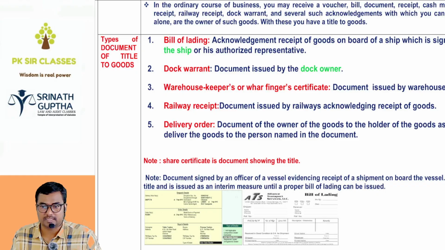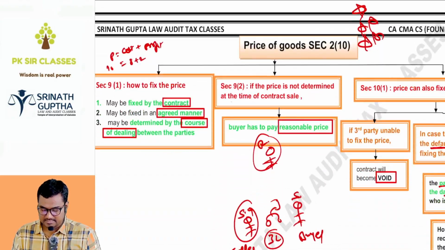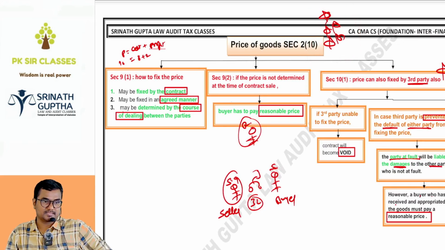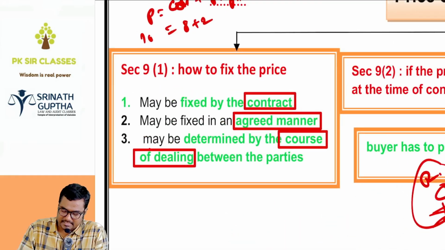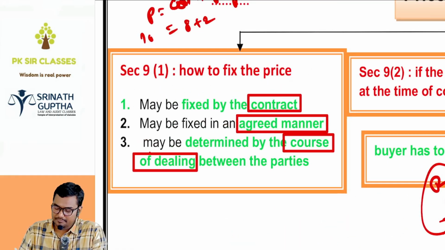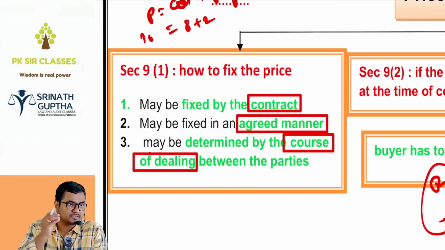Document showing the title. Then we discussed the price, which is very, very important from the exam point of view. Star, superstar, and a bit of mega star. So how to fix the price? Price may be fixed by the contract by mutual consent. It may be fixed in an agreed manner, like cost plus 20%.